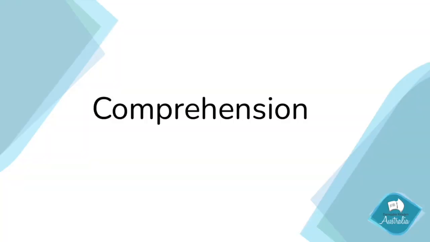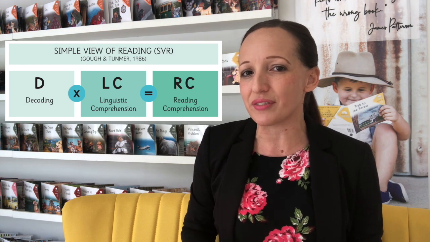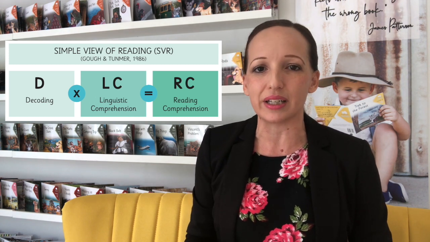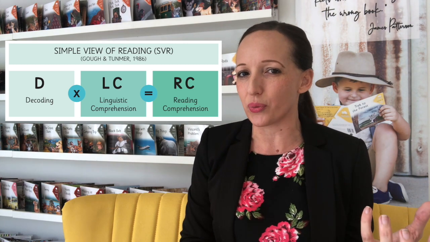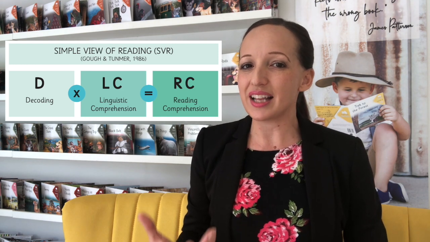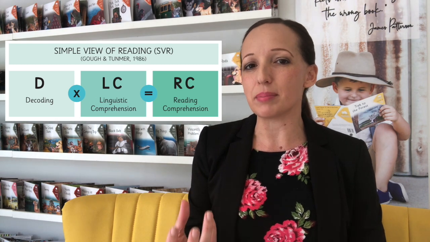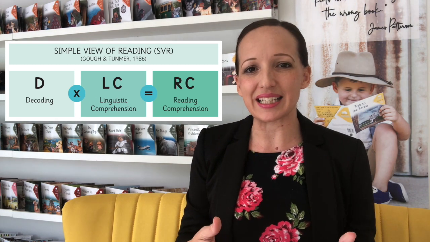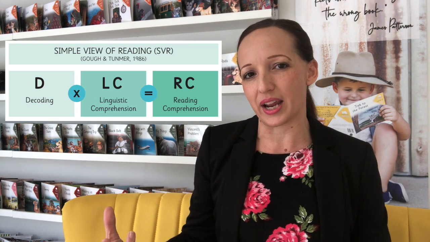All right, number 3. Comprehension. Checking for understanding and developing rich language comprehension are essential components of the reading process. When we have a look at the simple view of reading, which is an evidence-based theoretical model of the reading process, we can see decoding is on one side. That's working out what the words say. And then on the other side, we have linguistic comprehension. And that's really what words mean, the structure of words and the meaning behind the words within the text. And together, those 2 components equal skilled reading comprehension.